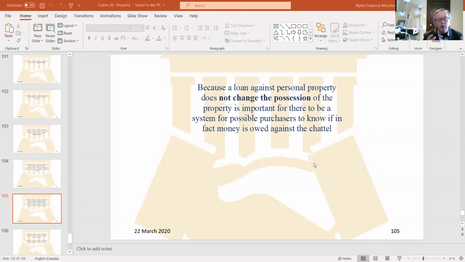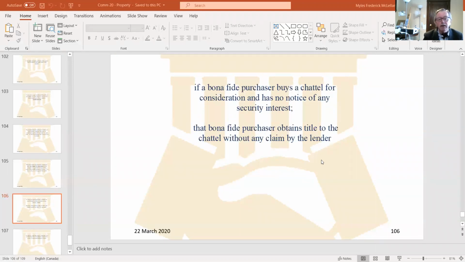Because the loan for the personal property doesn't change possession of it, it's incredibly important that anybody who may be acquiring personal property from somebody else needs to know if, in fact, very much like real estate, they're getting a good and clear title to that personal piece of property. And the way that they do that is basically they search for that title. So the common law position is essentially this.